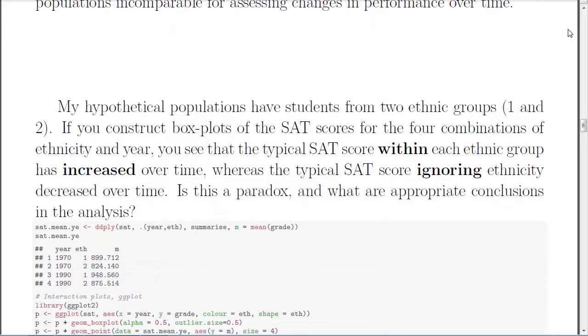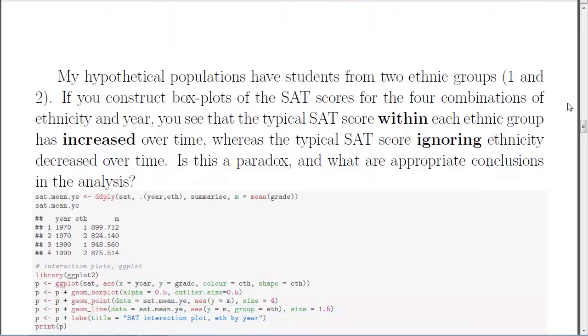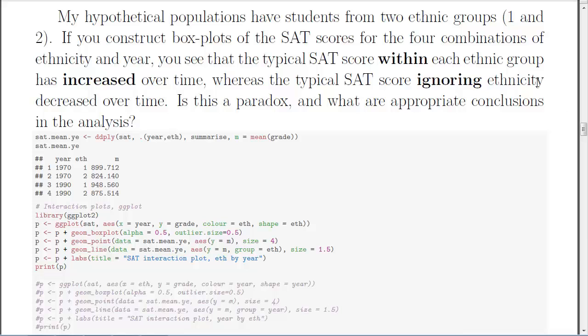So it turns out that there's another variable in this data, in this case, ethnic groups, which are just numbered 1 and 2. This is hypothetical data, so the numbers don't really mean anything; it could have been anything else. But in this case, the ethnicity makes a difference.